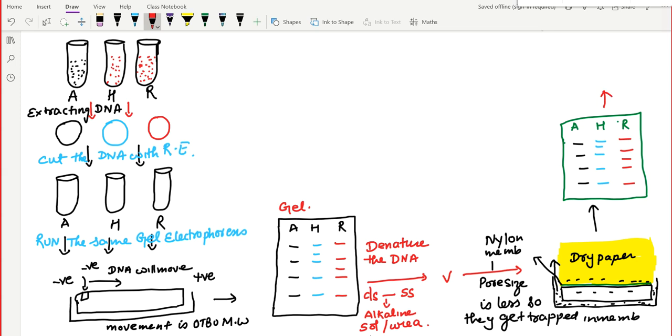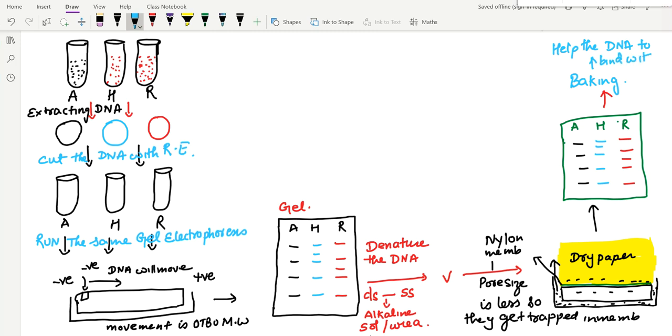Now we're going to do something called baking. Now baking will help in what? It will help the DNA to bind with the membrane, because then they are bound very firmly. If you put water without baking, the entire DNA will be washed off.